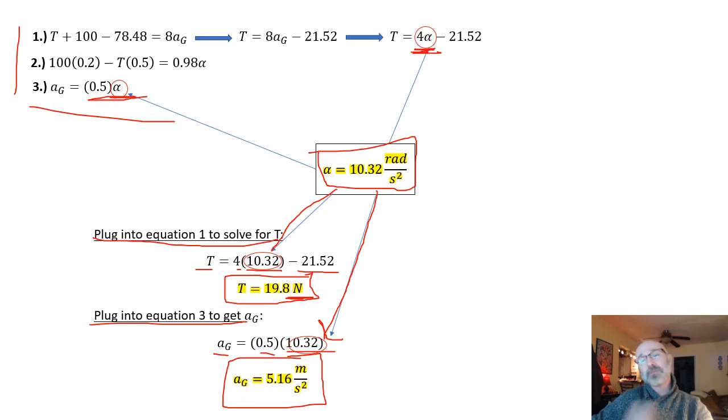So that's one possible way of going through a hand solution. There's different ways we could have solved equation 1 and 2 for tension, set them equal to each other. We could have plugged these all into simultaneous equations into MATLAB or Excel, Mathematica, any of those as well. But this was easy enough that I wanted to go through and show you how we could solve this by hand.